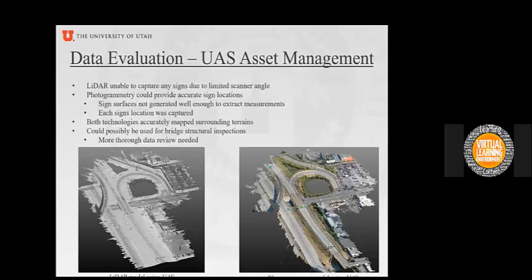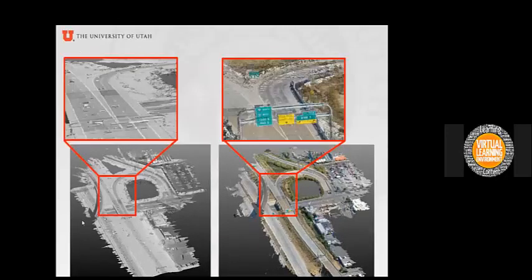This is just kind of a close-up of what I was mentioning. For our LiDAR model on the left, you can tell that this is supposed to be an overhead sign right here, but it's kind of squashed. You can't really tell that there are signs there, and that's due to the scanner angle. But if we look at our photogrammetry model, you can see that we've got our overhead signs mapped in there. We have our roundabout sign in here and even our exit sign back here. So our sign locations were accurately preserved, but since we were flying 250 feet above the roadway, the signs weren't dense enough to extract measurements from.